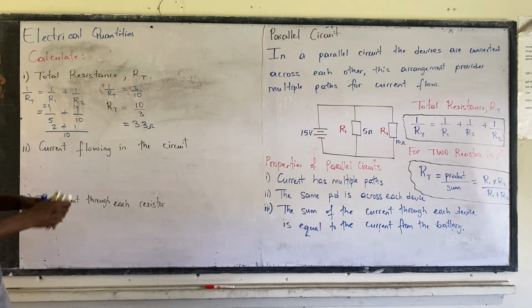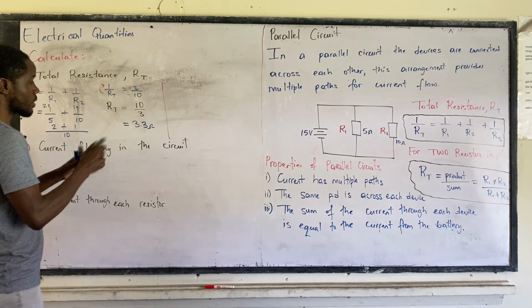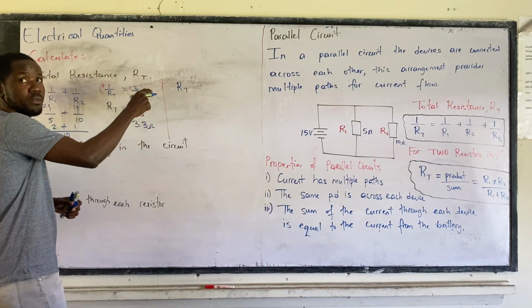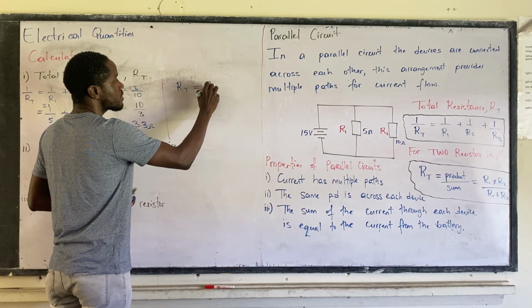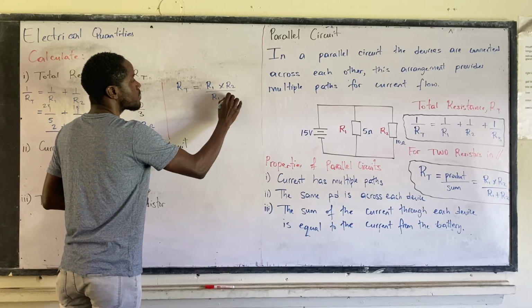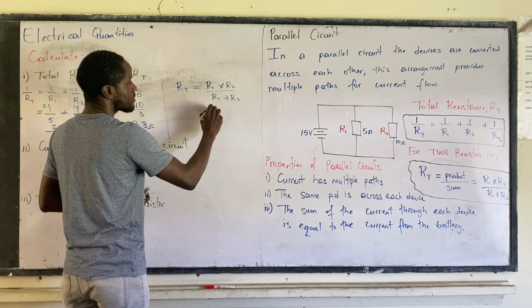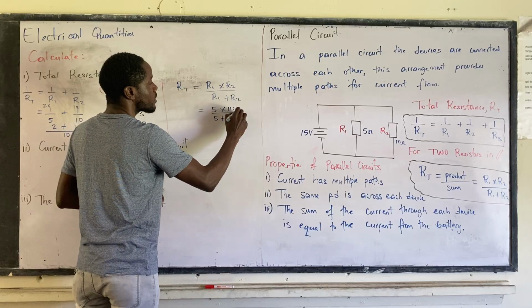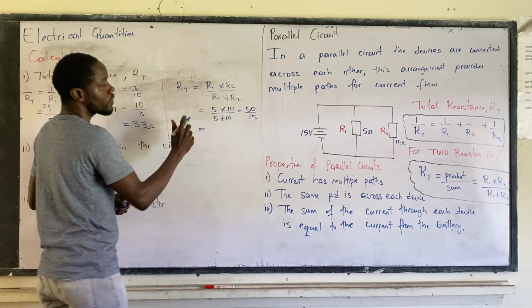As I said, we can also use the product over sum because we have 2 resistors. So let's do that over here. So we can also say that RT, and this is only valid once we have 2 resistors in parallel, we're going to say R1 times R2 over R1 plus R2. That's the product over sum. So we have 5 times 10 divided by 5 plus 10, which gives us 50 over 15, which should give us 3.3 as well.